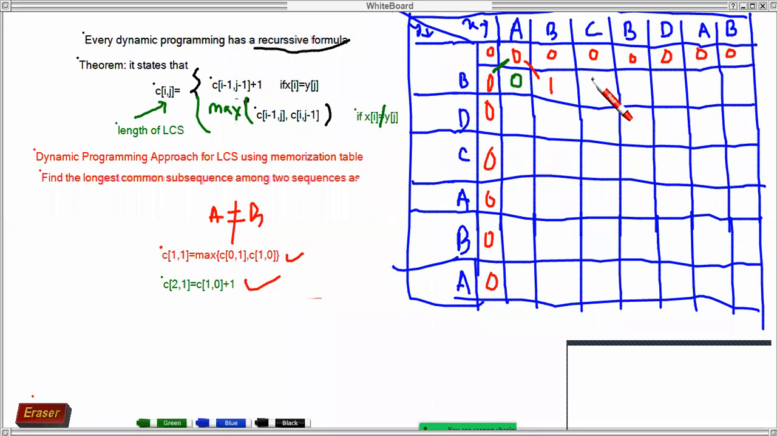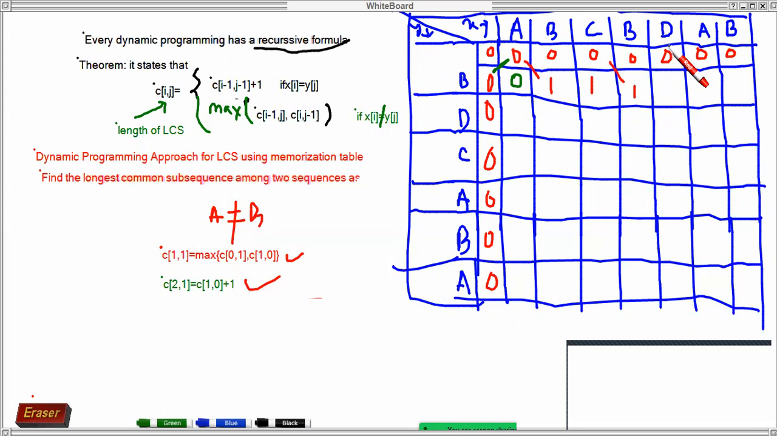Just see, we choose the maximum of 1 and this. This will compare 1 and 0. The maximum of this is 1, so we have to put 1. Okay, then you go to B. Just see, B and B comparing, is it same? When B and B are the same, it will be this value plus 1, yes or no? This will be again 1: 0 plus 1 is 1. Understanding or not?